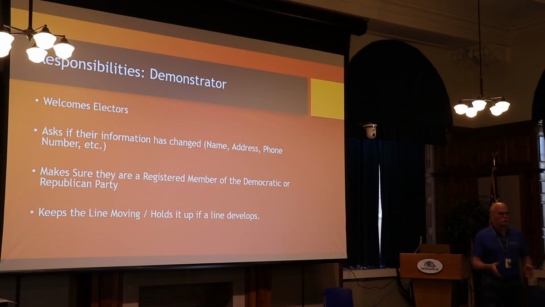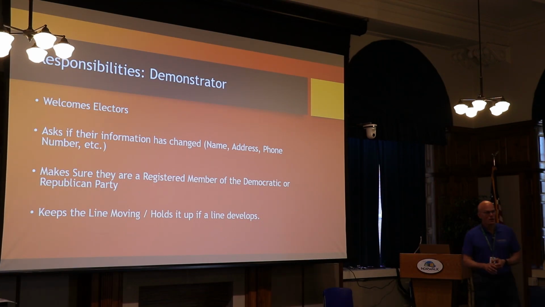So I'll go over each role during this. In a lot of the polling location training, we do each role as a single training event. Since this is a large scale event, I'm going to go through each role. The first person that an elector will see is a demonstrator. A demonstrator welcomes electors. They ask if their information has changed.